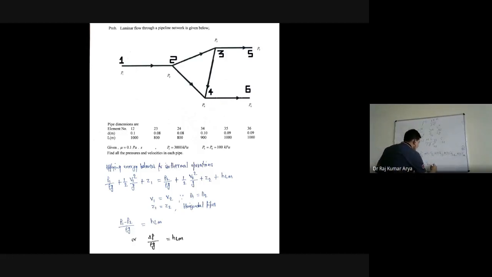So you have here 0 of V46. Now for you, this is known to you. This is known to you. So this you can write in terms of P5 upon rho g, because this value is known to you. So therefore that is there on the right side.